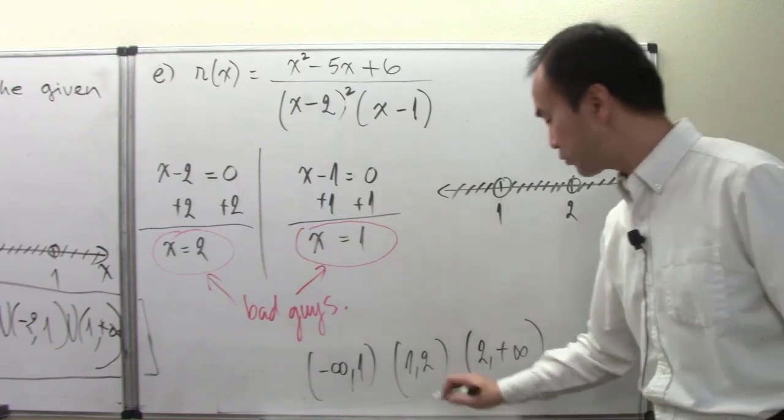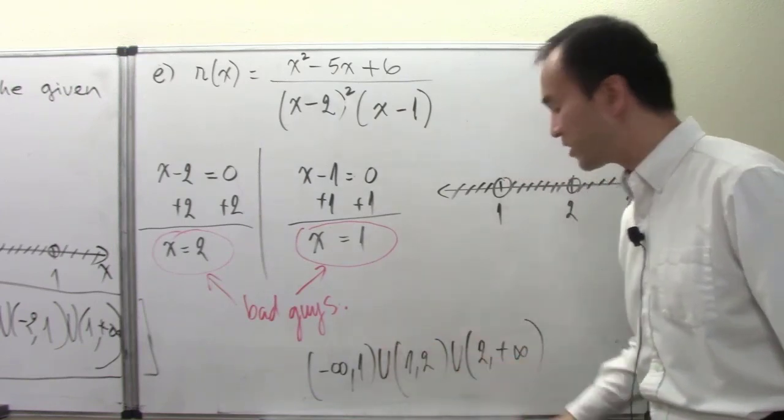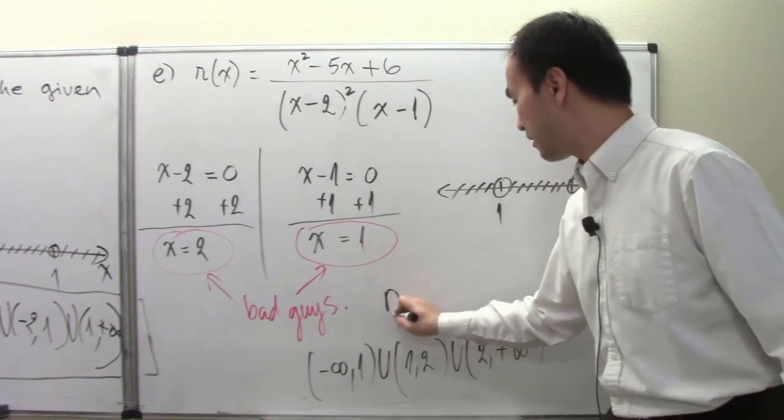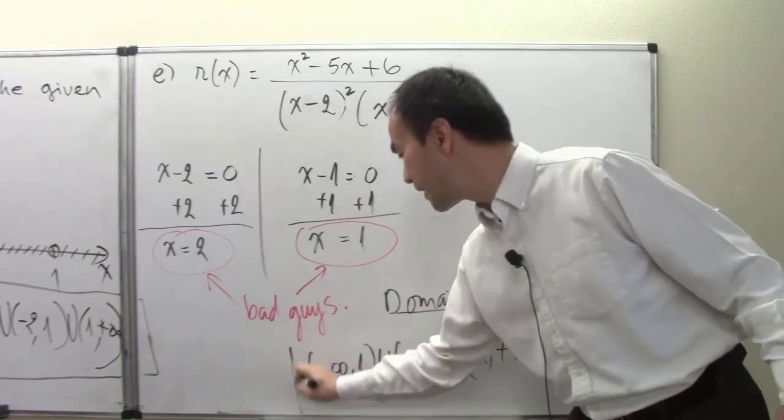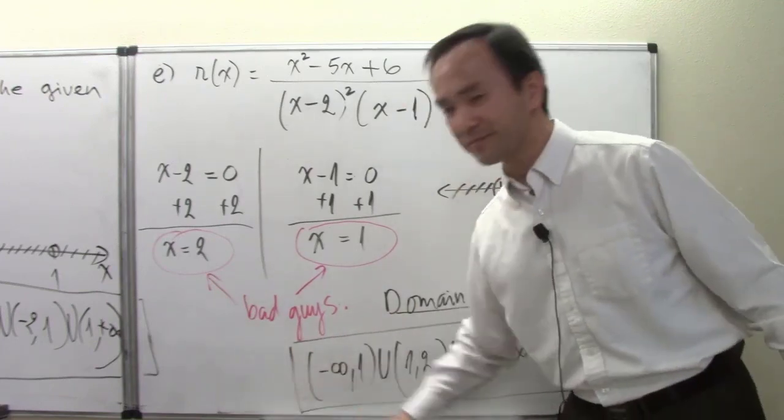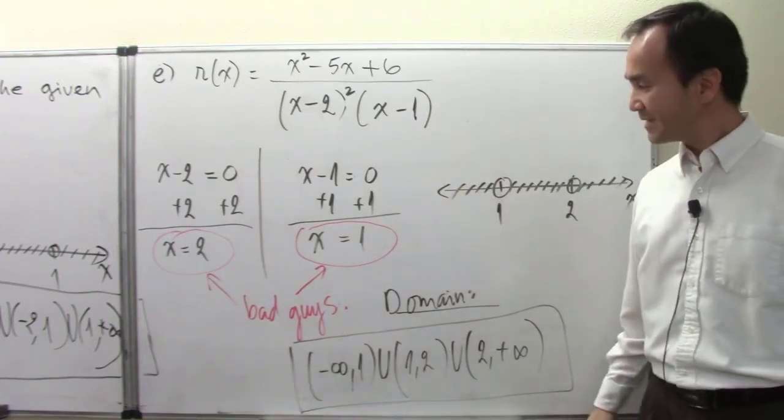Now with these three intervals, we're going to union them. We're going to put a union sign there. And that is our final domain. All right, that's our final domain in interval notation.